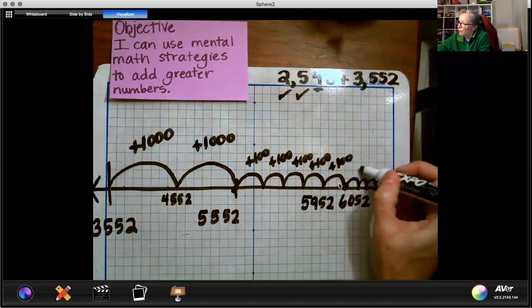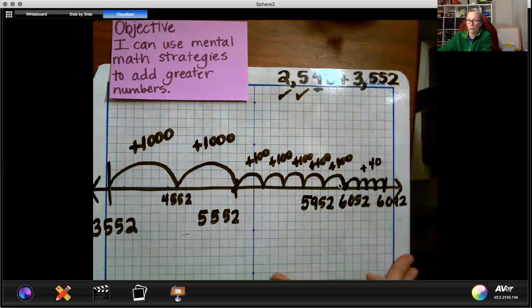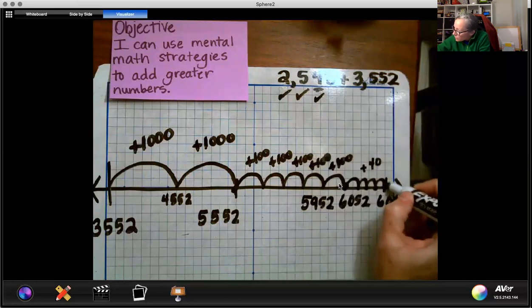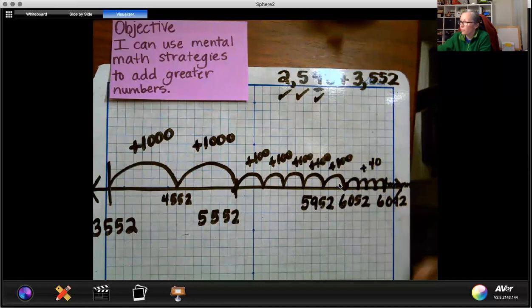And then this is where I really get into trouble with this tool. I'm out of room, but I do only need to make a jump of 8 more. I just don't know if I can get them all on here. 1, 2, 3, 4, 5, 6, 7, 8. It's very tight. So I have 6,092, and I'm going to count up 8 more. 6,093, 6,094, 6,095, 6,096, 6,097, 6,098, 6,099, 6,100.